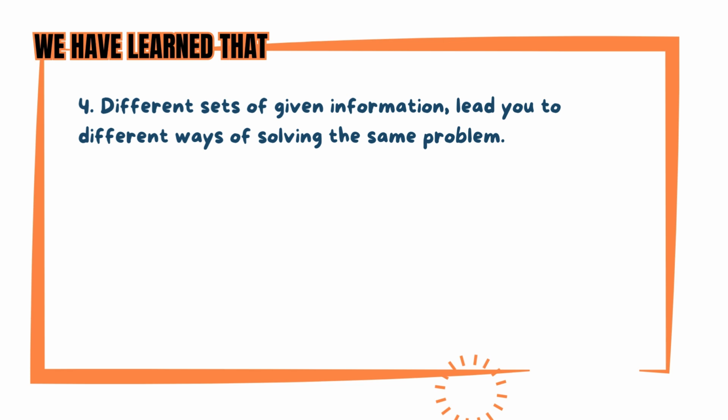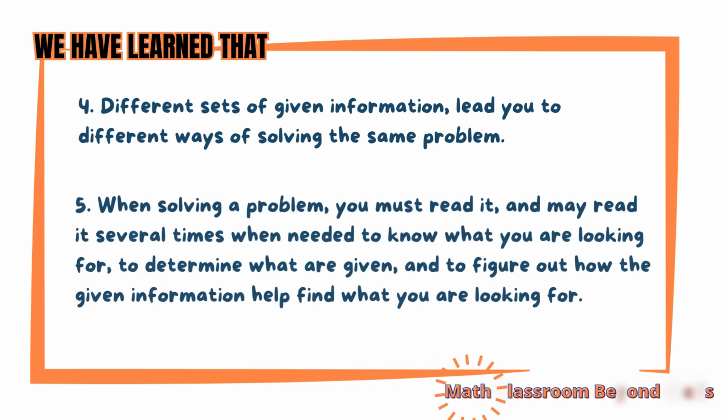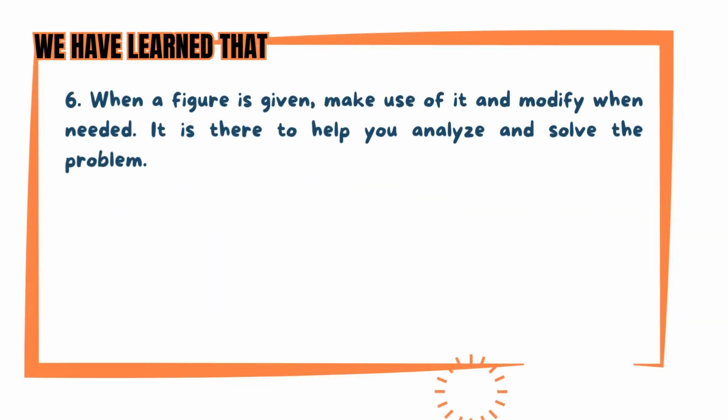Fourth, different sets of given information lead you to different ways of solving the same problem. Fifth, when solving a problem, you must read it and may read it several times if needed to know what you're looking for, to determine what are given, and to figure out how the given information helps find what you're looking for. Sixth, when a figure is given, make use of it and modify when needed. It is there to help you analyze and solve the problem.